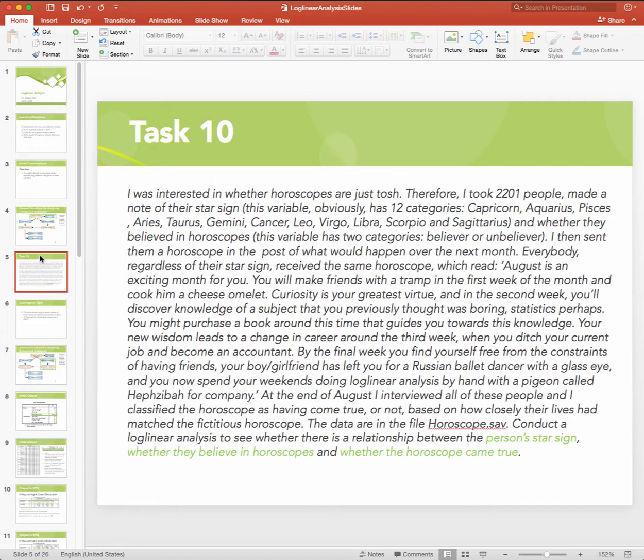And at the end of August, he interviewed all of the people and classified the horoscope as having come true or not, based on how closely their lives had matched the fictitious horoscope. We're using this data set titled horoscope.sav, and you can conduct the loglinear analysis to see whether there is a relationship between the person's star sign, whether they believe in horoscopes, and whether the horoscopes have come true.